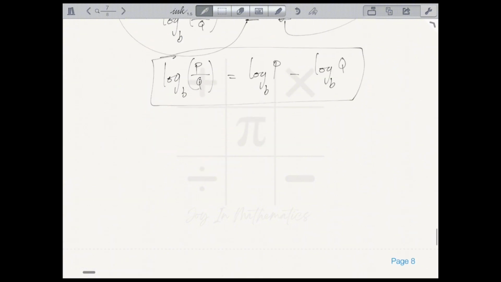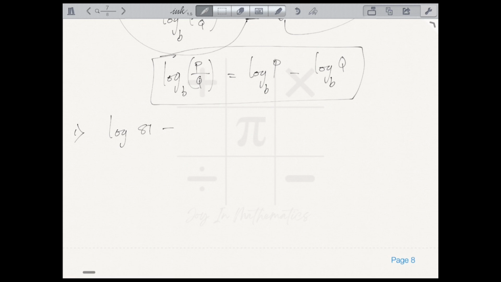Now, let's take quick examples. I have the question of log 81 minus log 3. Now, I did not state in the last video that if we write logarithm of 81 and logarithm of 3 without a base, the assumed base there will be base 10. So one can easily just write log 3 and it will be taken mathematically as log 3 to base 10.